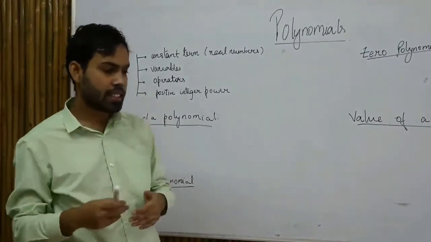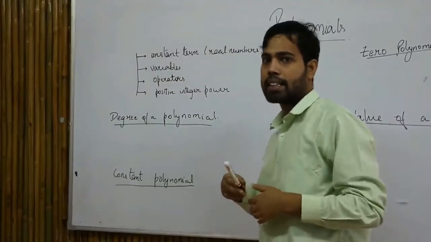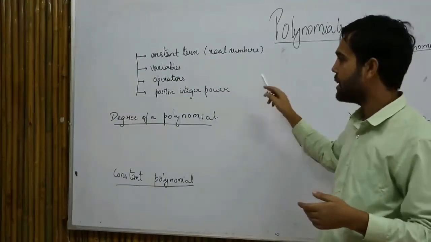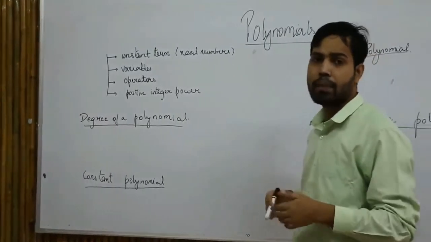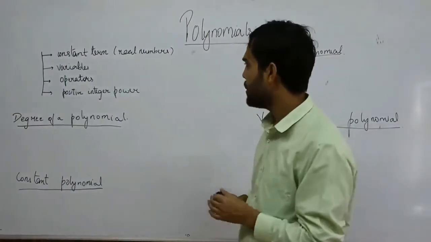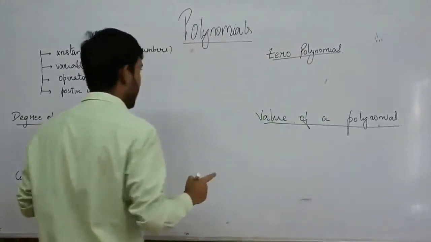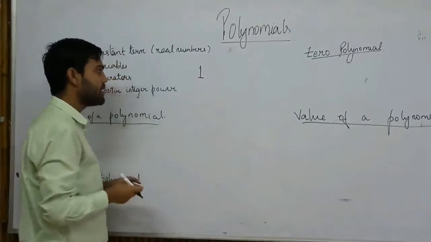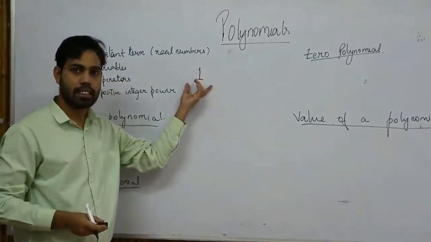Now a question arises: if an algebraic expression contains some of these components but is missing others, does it become a polynomial? The answer is yes. Let us take an example. Suppose I have the number 1. Now is this a polynomial? The answer is yes. Why?